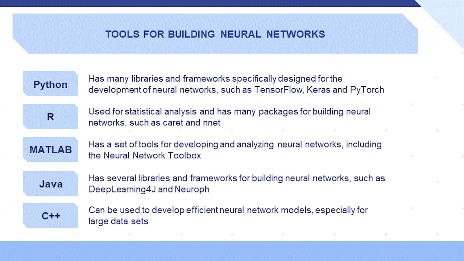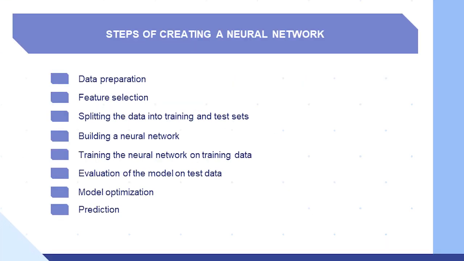Depending on the input data and output results, choosing a programming language and configuring everything properly is necessary to obtain the highest efficiency. Several programming languages can be used to develop neural networks for bankruptcy prediction, such as Python, R, MATLAB, Java, or C++. In our research, we used Python because it has many libraries and frameworks specifically designed for the development of neural networks, such as TensorFlow, Keras, and PyTorch.